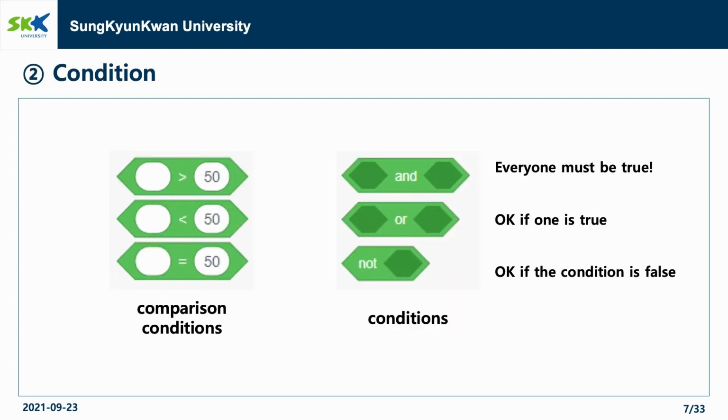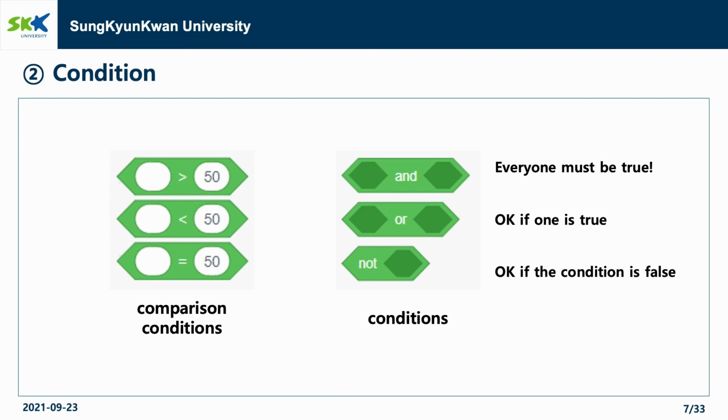The second category of operator blocks is condition. Numeric comparison blocks are on the left, and they compare two values in the blanks with the bigger than or less than sign or equal sign. On the right side, there are logical comparison blocks. The first block with the AND word means both of the two values must be true. The second block with OR means either the first value or the second value is true. And the last block with the NOT word reverses the value.